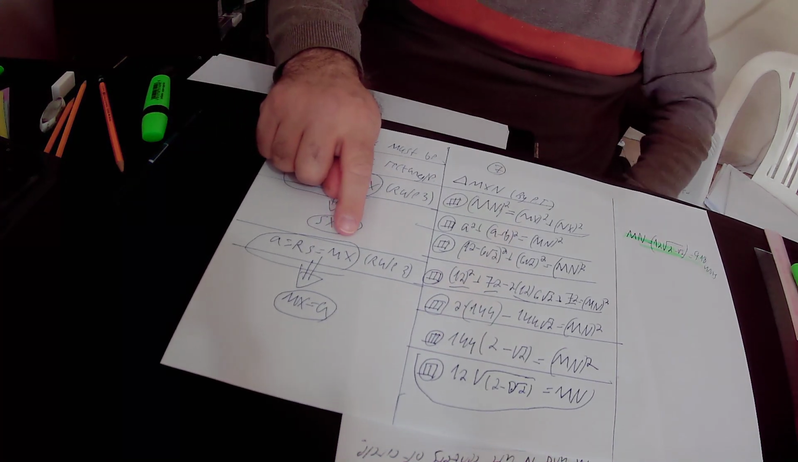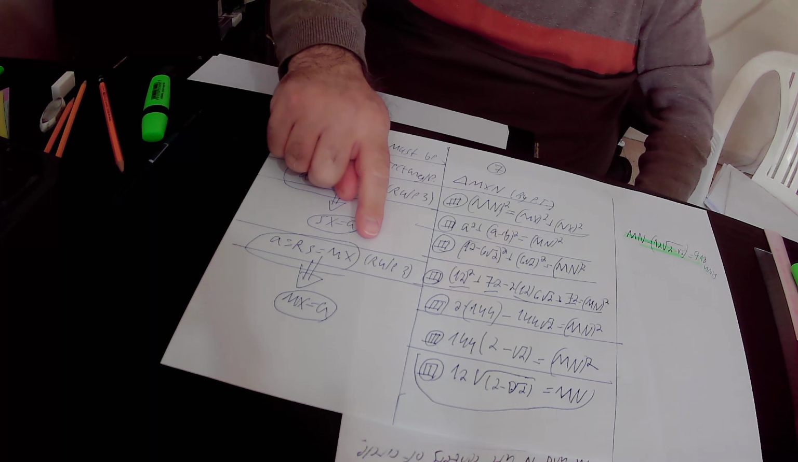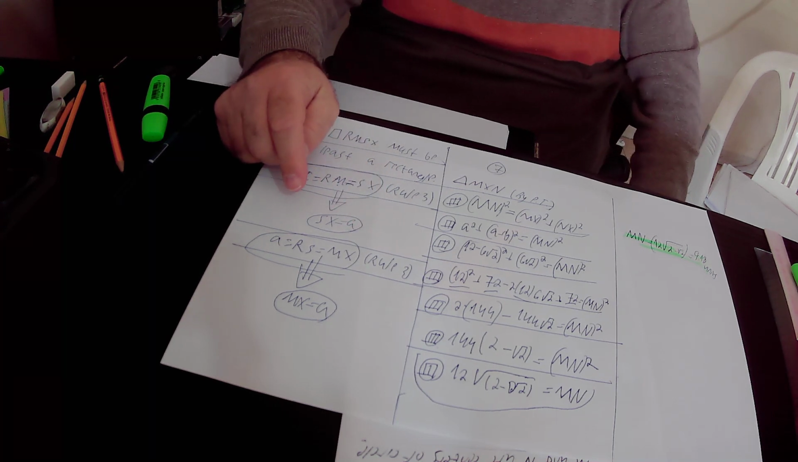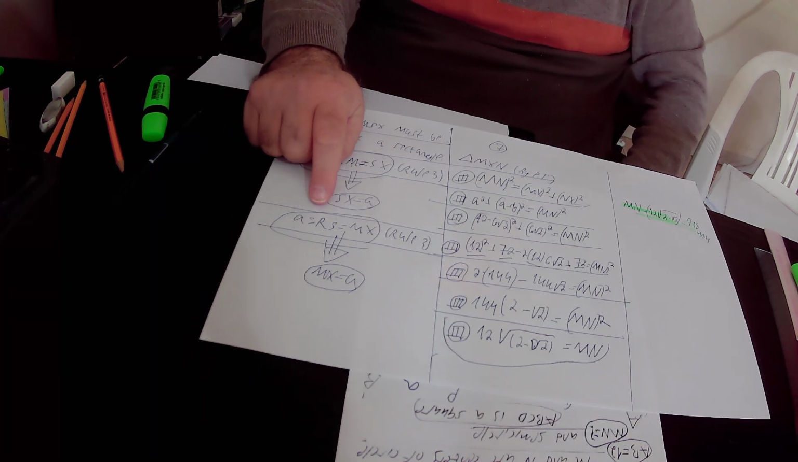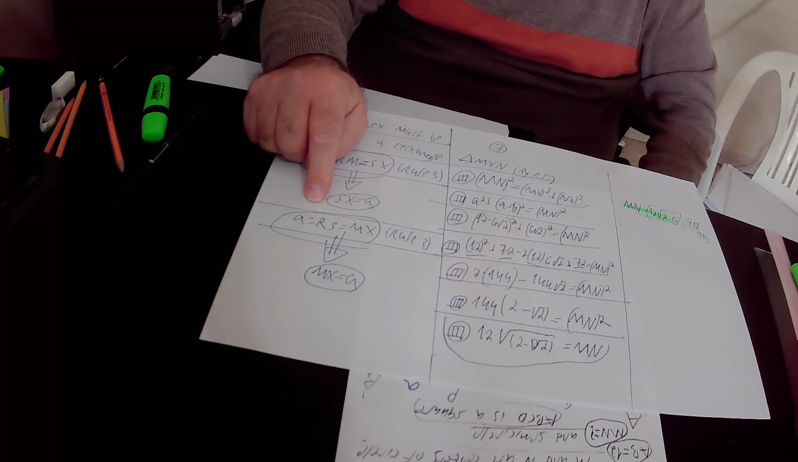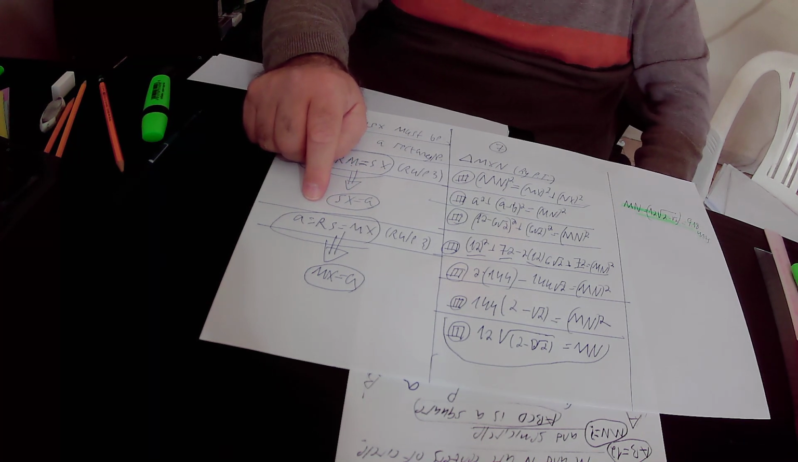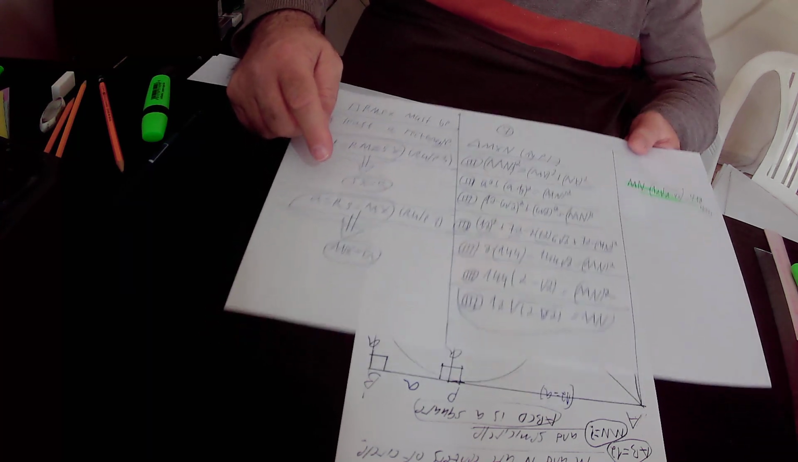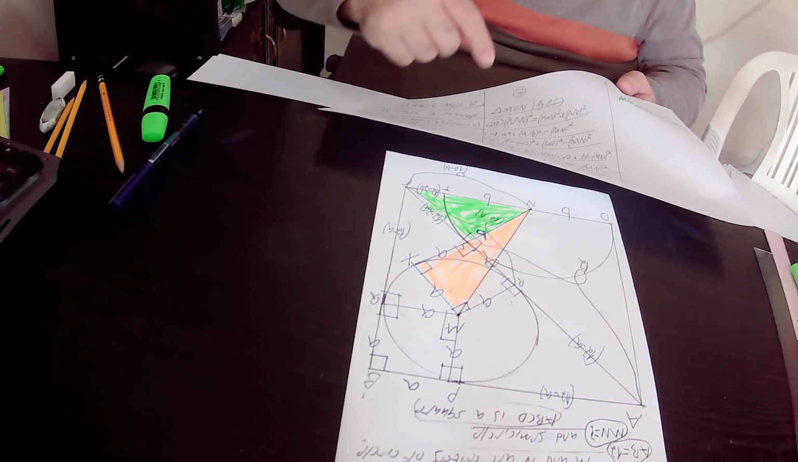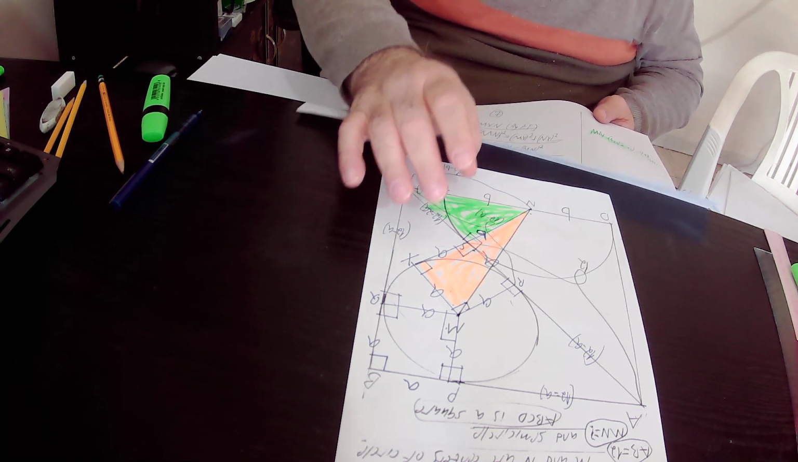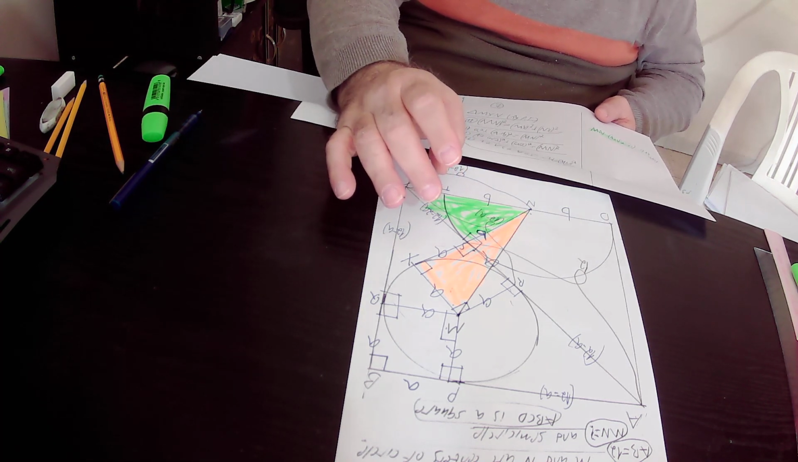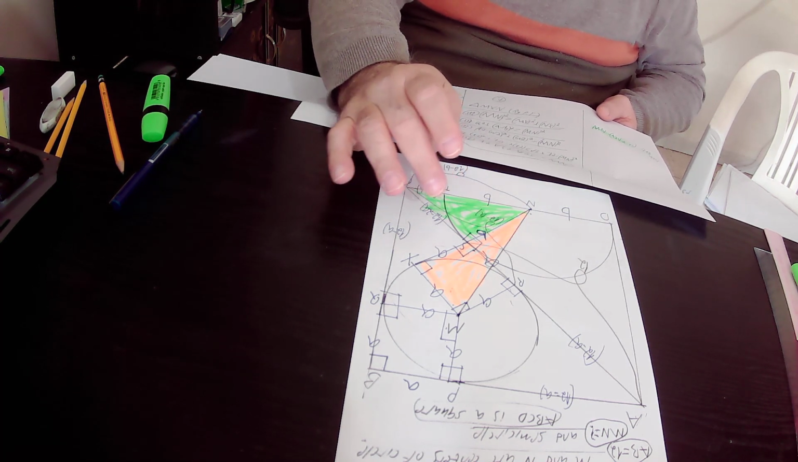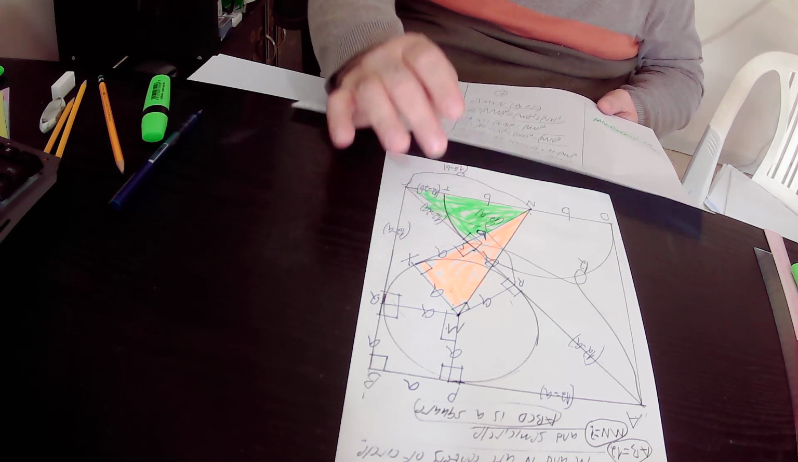RS must be equal to MX according to rule number 3, that the opposite sides of a rectangle are equal to each other. But we have already found out that RS equals A. So from this equation, A equals RS equals MX, we will derive that MX is also equal to A. So we actually found out that quadrilateral RMSX is not just a rectangle but a square.